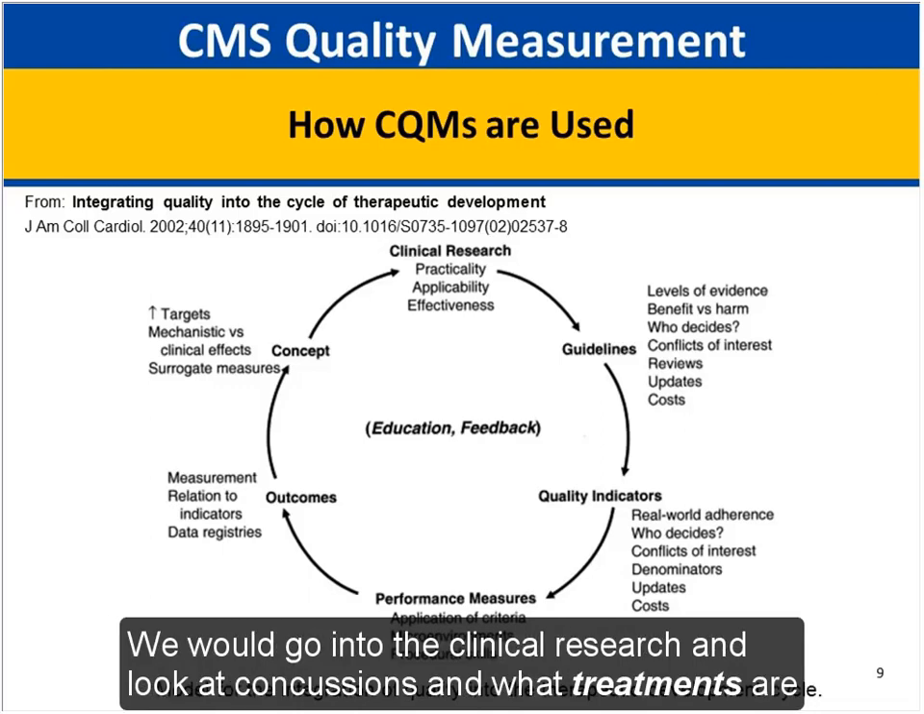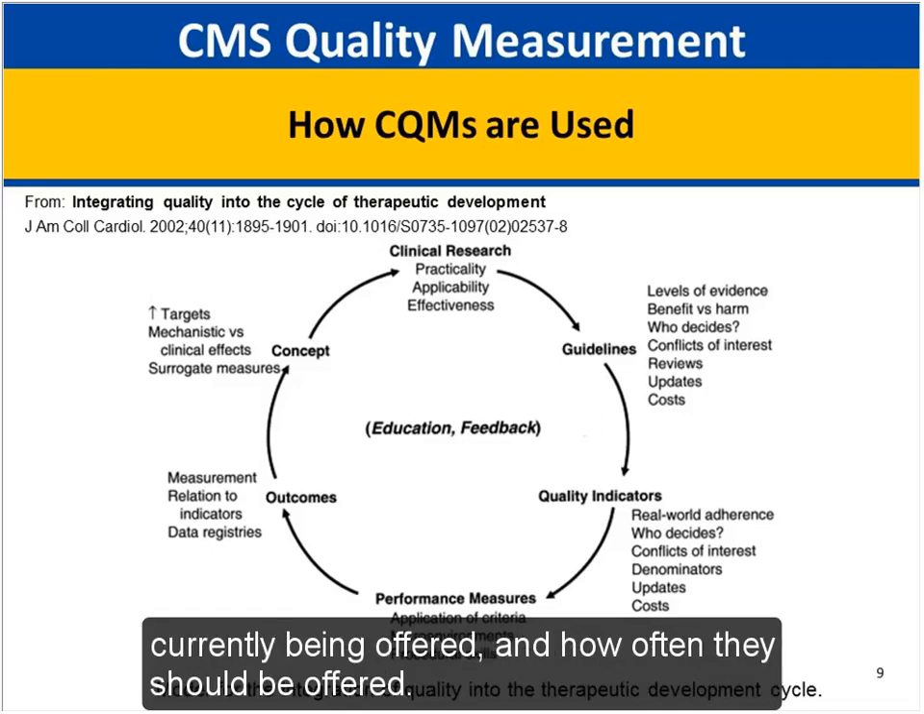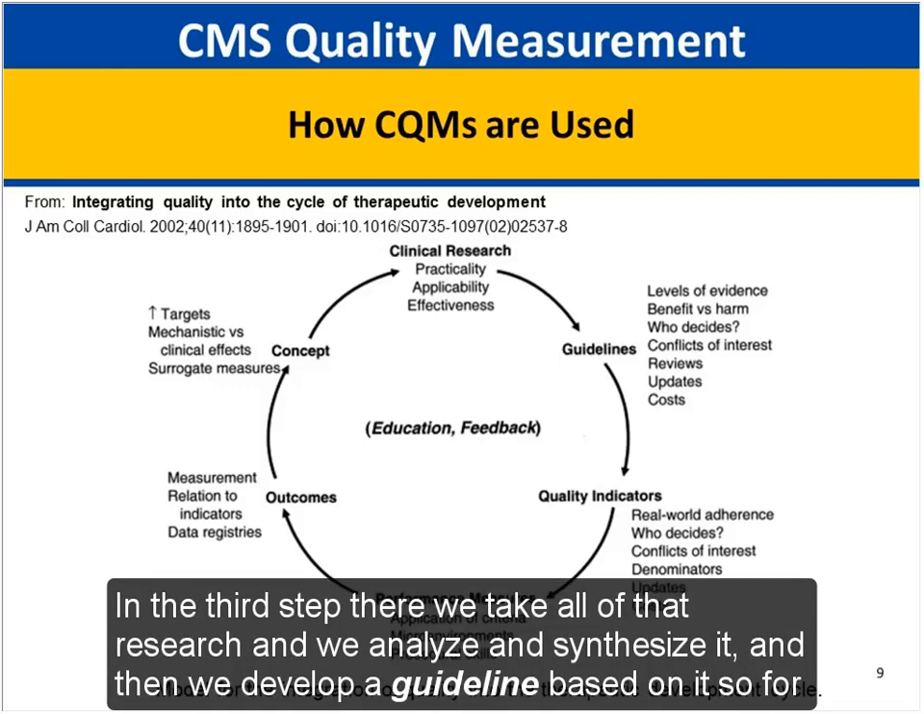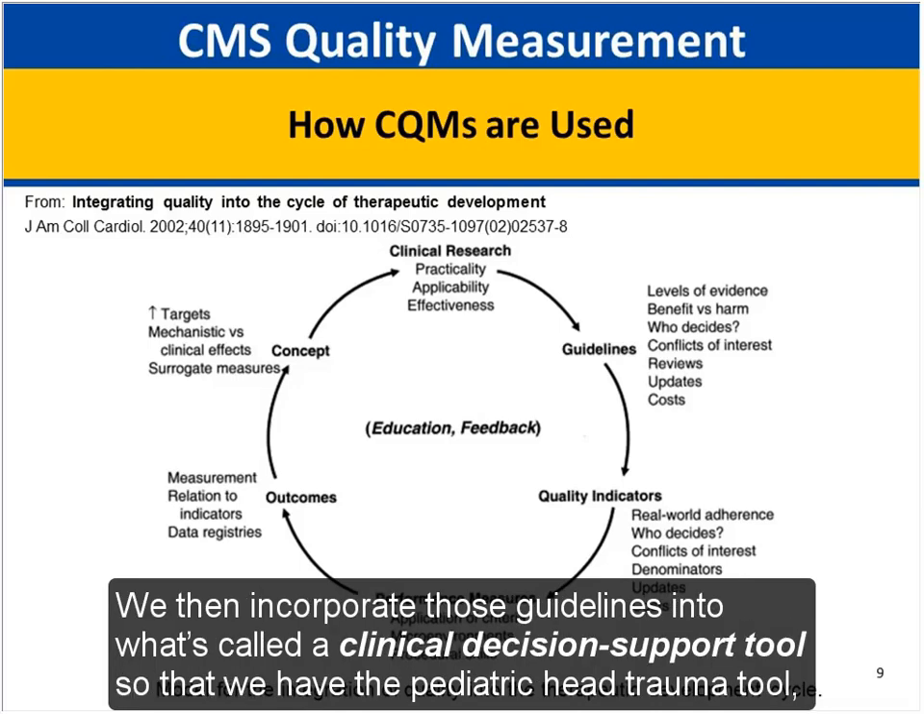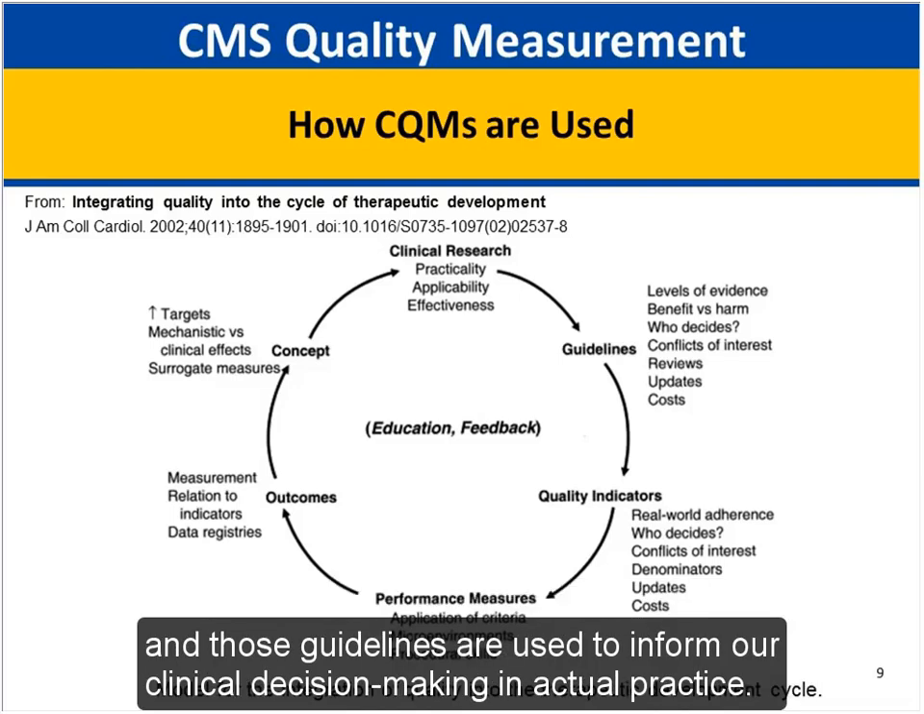We would go into clinical research and look at concussions and what treatments are currently being offered and how often they should be offered. And the third step there, we take all of that research and we analyze and synthesize it, and then we develop a guideline based on it. So for example, a guideline was developed related to when we should and shouldn't conduct a CT following mild head trauma in children. We then incorporate those guidelines into what's called a clinical decision support tool, so that we have the pediatric head trauma tool. And those guidelines are used to inform our clinical decision-making in actual practice.